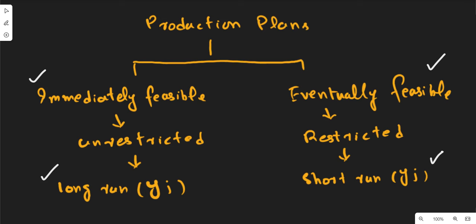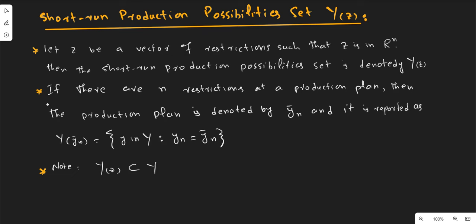Now we turn to the short run production possibility set. Alright, let Z be a vector of restrictions such that Z is in Rn. Z is a vector, so it is not a single restriction; rather it shows at least one restriction or more than one restriction. So Z can be a vector, Z equals Z1, Z2 up to Zn. This is the entire vector and it contains n possible restrictions, such that Z is in Rn.